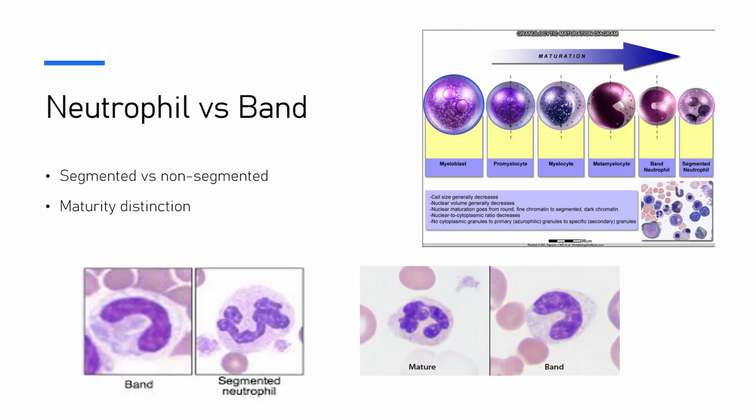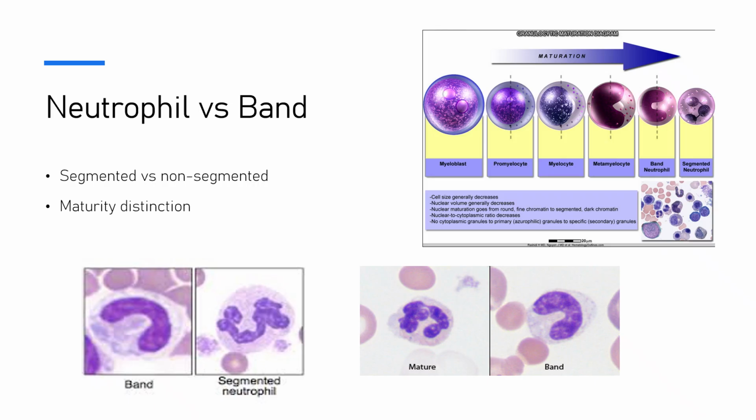Now let's look at an important distinction you'll see in hematology in differential counts, the difference between a band neutrophil and a segmented neutrophil. Both of these cells belong to the same lineage and both are neutrophils, but the difference lies in maturity. A segmented neutrophil is the fully mature form. Its nucleus is divided into multiple distinct lobes, usually between 2 and 5, connected by thin chromatin strands. This segmentation is a hallmark of a mature neutrophil and reflects its final stage of development.